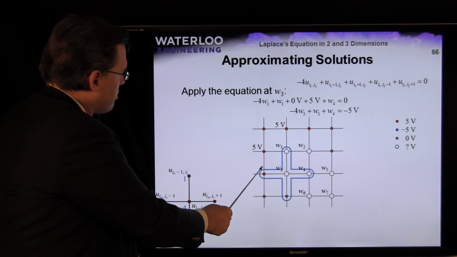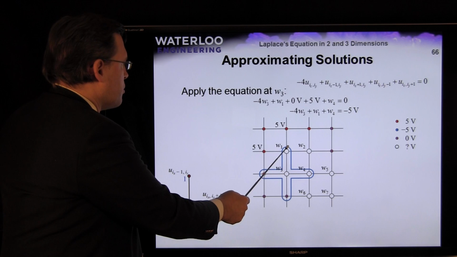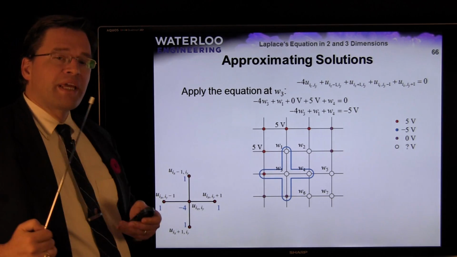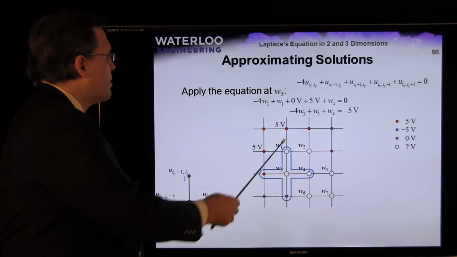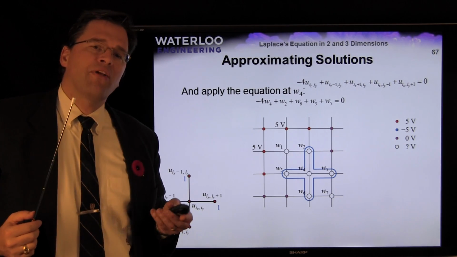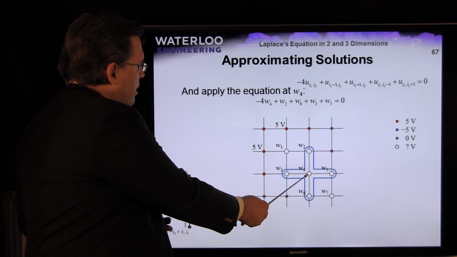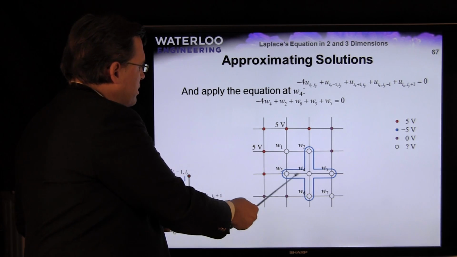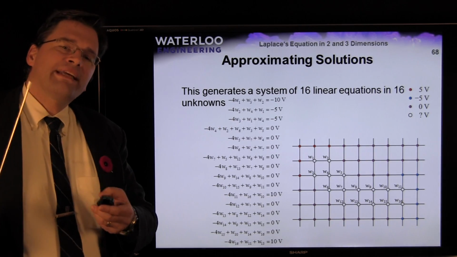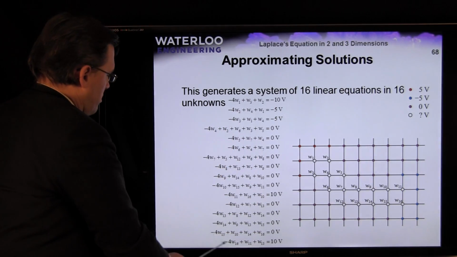Taking a look at this point, what do we have? Negative 4 times W3 plus W1 plus 0 volts plus 5 volts plus W4. Bringing the constant terms to the right-hand side, we get a third equation. And finally, here we have a point that's entirely on the interior. And so now it's just W2, negative 4 times W4 plus W2 plus W6 plus W3 plus W5. We're going to write down such an equation for every single interior point.